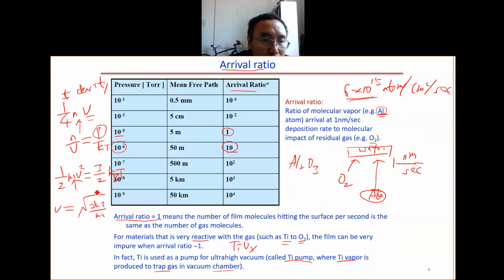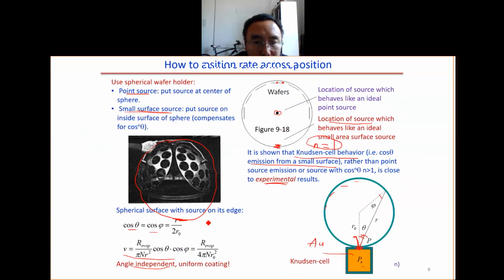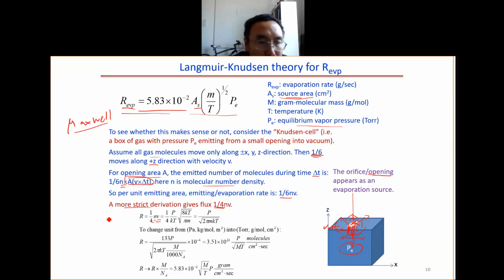So here we have 3 KT over m, and here we have 8 over pi, which is close to 3. So 8 KT over pi m is similar to 3. This is similar to what we have shown roughly. So it's given by this formula here.